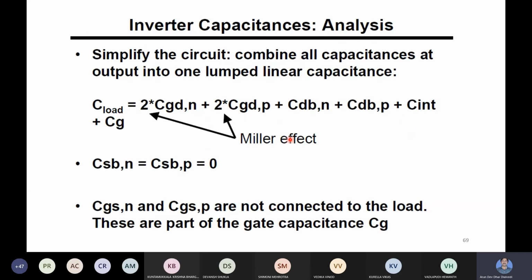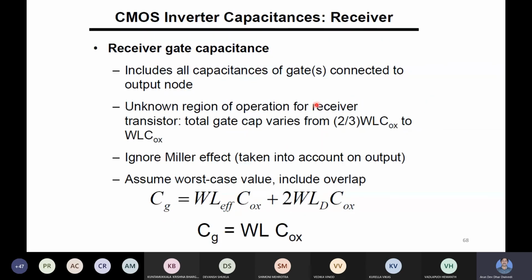So we can see here, the CMOS inverter capacitance includes the capacitances of the gate connected to the output node. The gate capacitance of the receiver connected to the output node should be considered, and it is not known in which region of operation this transistor is. So we can have an idea that total gate capacitance varies: in saturation region it is 2/3 of WL into COX, and if it is in linear or cutoff region, then WL into COX. L is the drawn length.